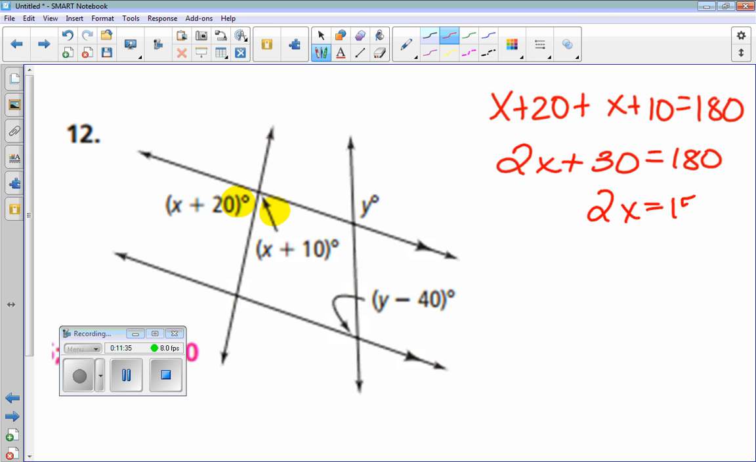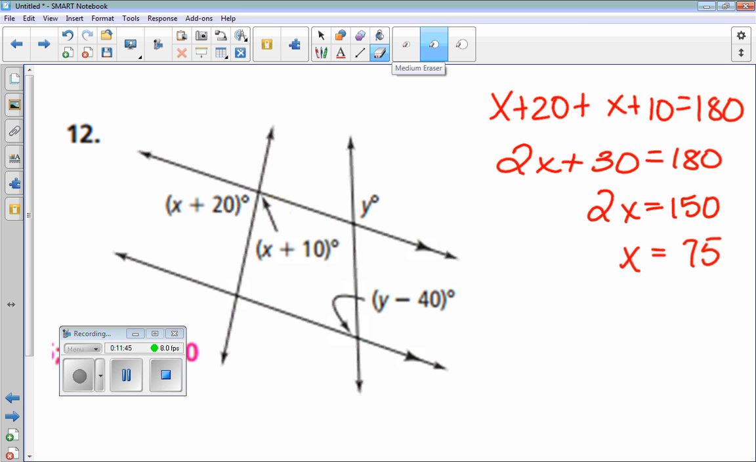And then I'm going to divide by 2. What's half of 150? 75. Okay? So that's my x. I can plug it back in to find the measure of the two angles, and maybe we should do that. Isn't this one going to be 85 degrees? And this one would be 95 degrees? Okay. And that should help us here.